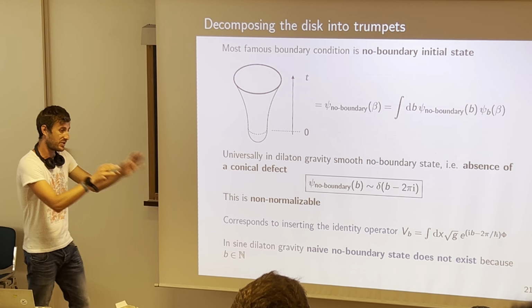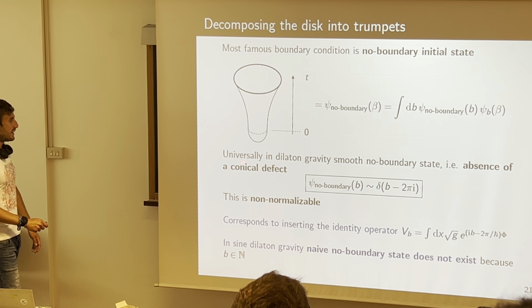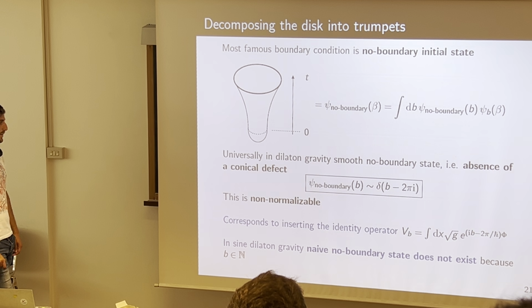So it's just saying there's nothing there. So we have a smooth disk. So it's basically asking that there's an absence of a conical defect in the bulk. But the point is that, okay, this state is non-normalizable, of course.